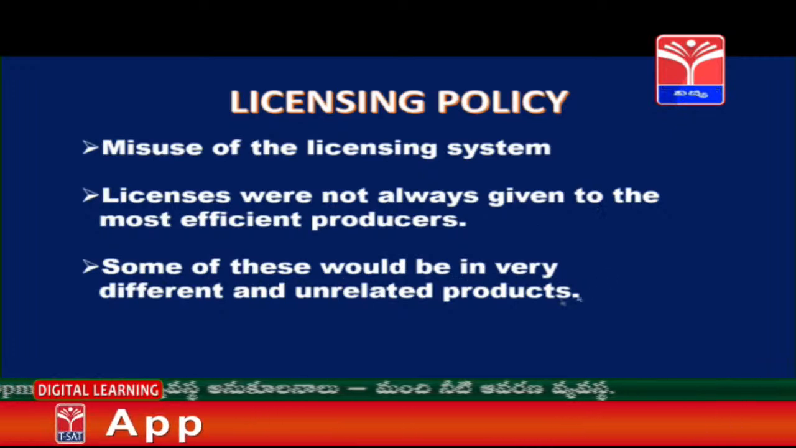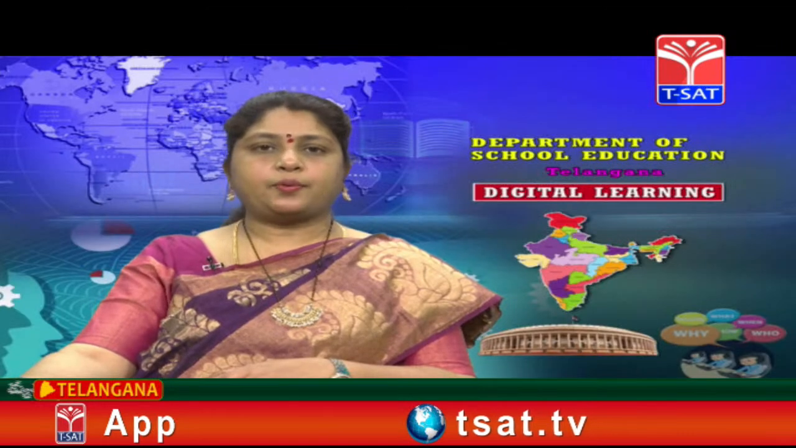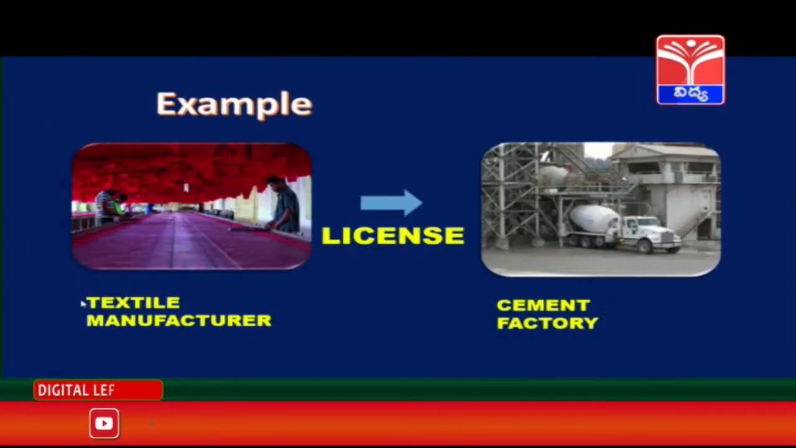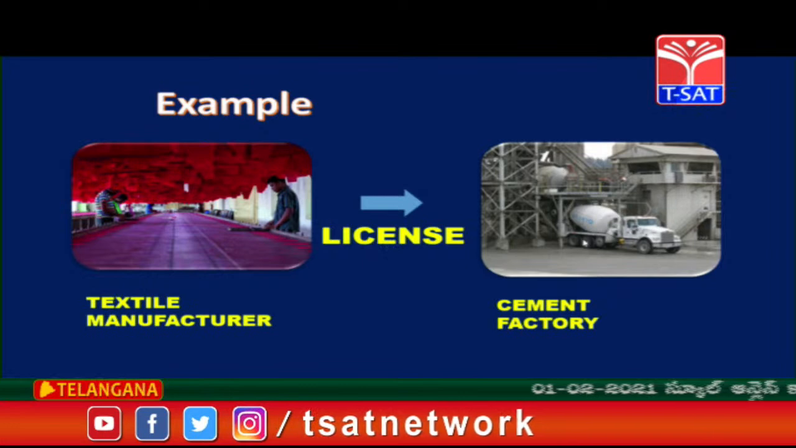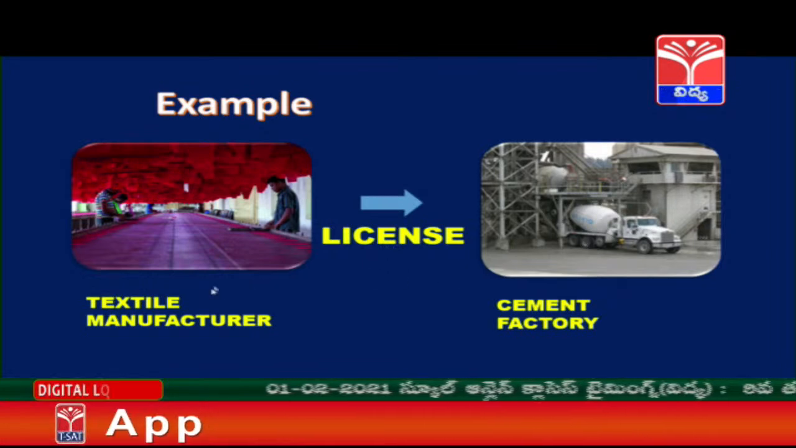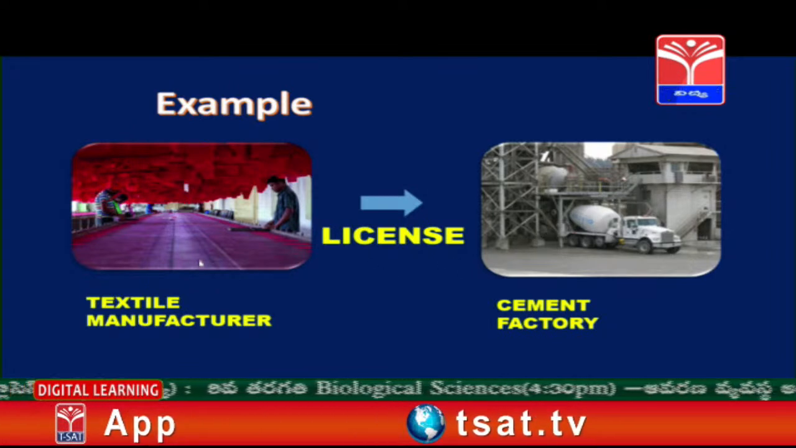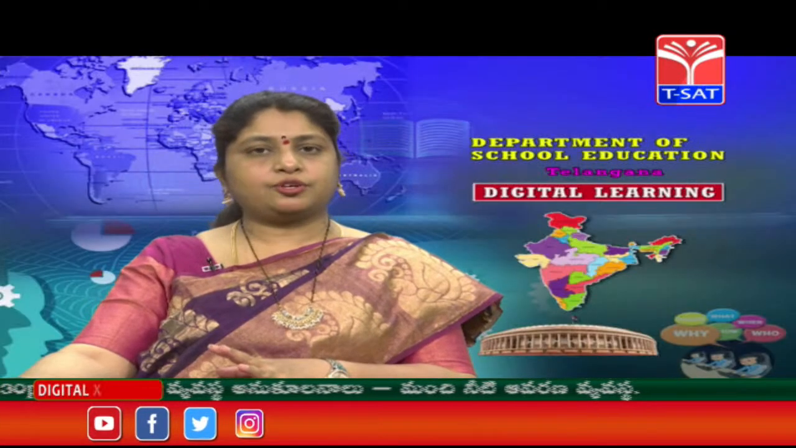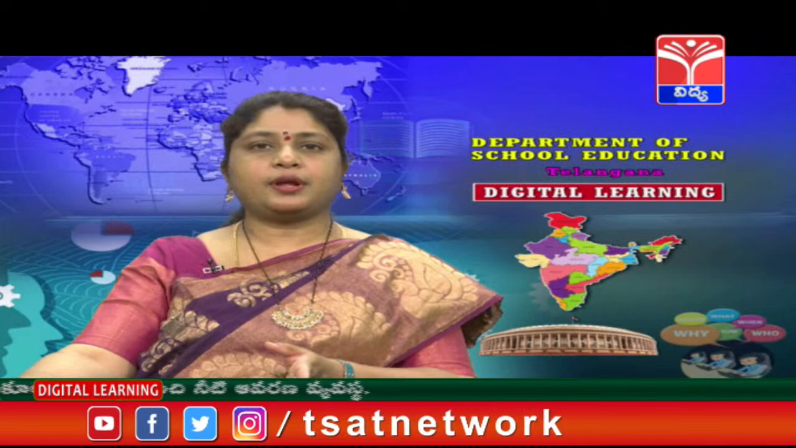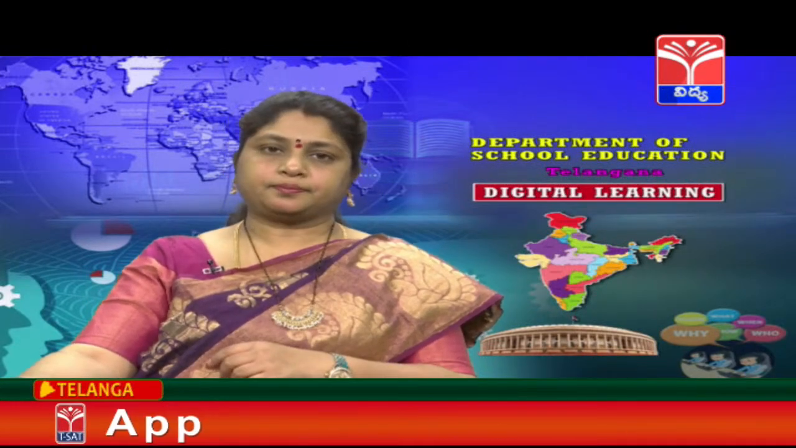Some of these would be in very different and unrelated products. So, let us see one example. Suppose a textile manufacturer got a license for a cement factory. But do you think it is correct? Does the textile manufacturer know about the cement industry? Will he be able to run the industry? No. So, this was a misuse of the licensing system.